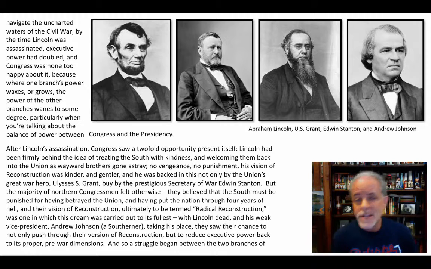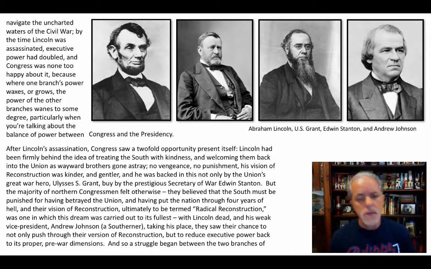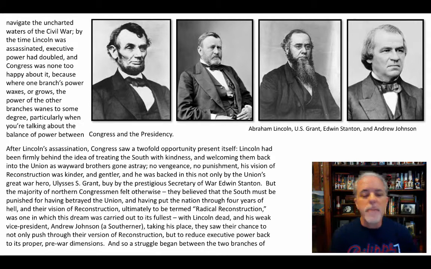After Lincoln's assassination, Congress saw a twofold opportunity present itself. Lincoln had been firmly behind the idea of treating the South with kindness and welcoming them back into the Union as wayward brothers gone astray. No vengeance, no punishment. His vision of Reconstruction was kinder and gentler. And he was backed in this not only by the Union's great war hero, Ulysses S. Grant, who you see here, but, and there's a typo, but by the prestigious Secretary of War, Edwin Stanton.